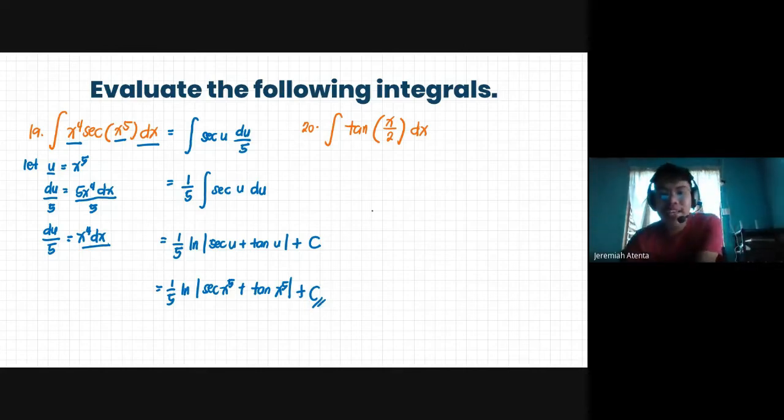Number 20, we have the integral of tangent of x over 2 dx. Okay, so in this case, from our previous slide, we have the formula for the integral of tangent x dx. However, here, we have x over 2. So we need to make this one as one variable. So therefore, in this case, medyo obvious siya if sino yung ilalet u natin. So what do you think is the expression that we need to let u? What do you think? So ano dapat yung ilalet u natin?